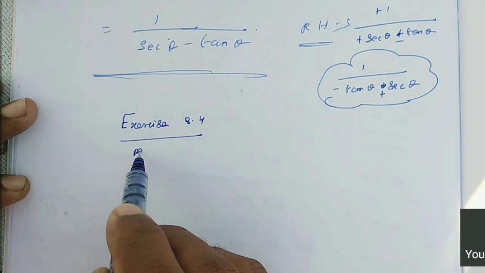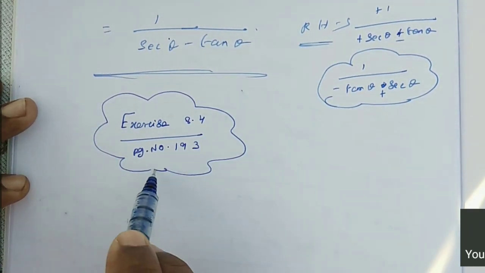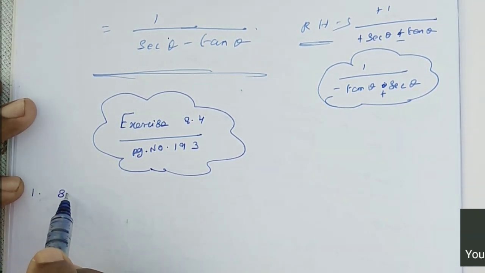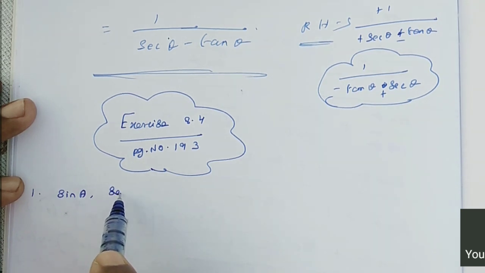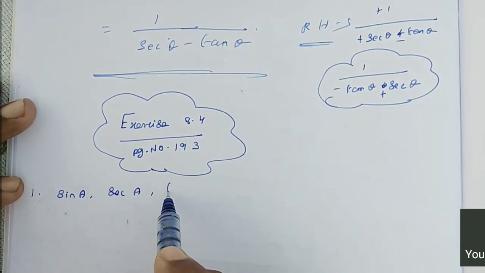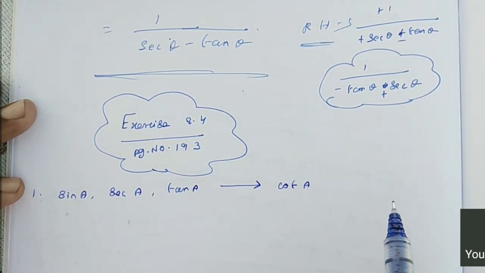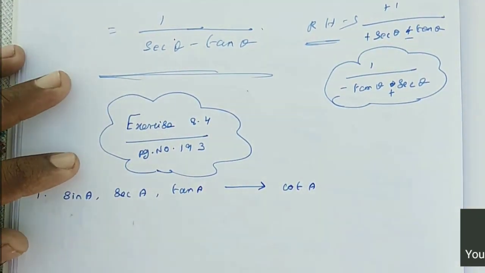Exercise 8.1, page number 193. Clear? So the first problem: we should express sin A, secant A, tan A. We should convert this into what? We should write it in terms of cot A. Are you all clear?